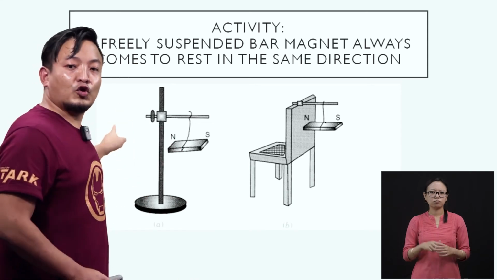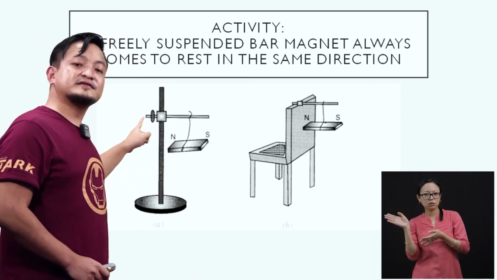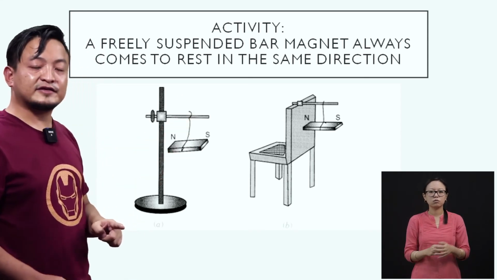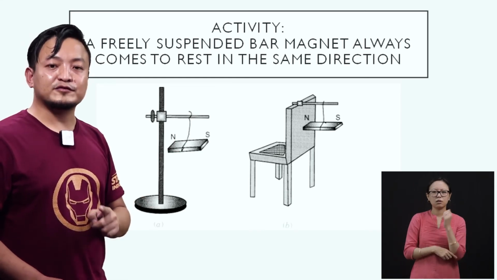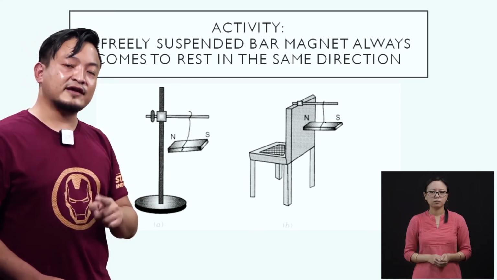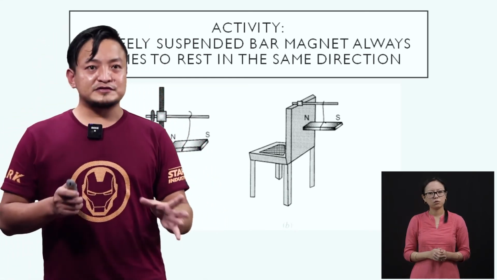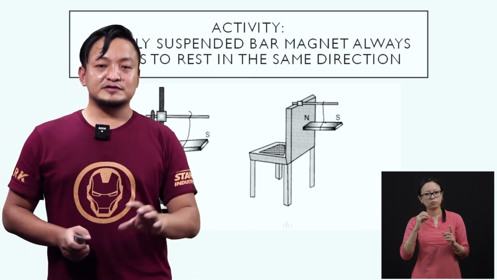That is north and south, that is the north-south direction. So you can try this activity. A freely suspended bar magnet always comes to rest in the same direction. Clear? Now, if you get confused while trying this activity and you're not sure whether it is north or south, then you can take an example of this.